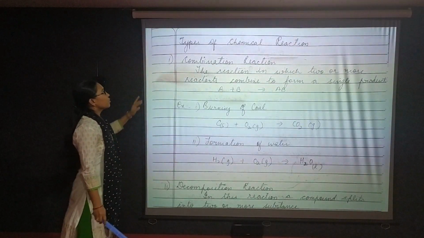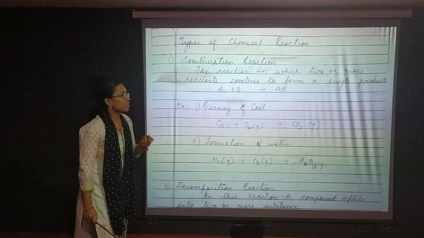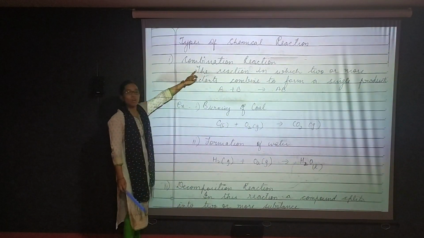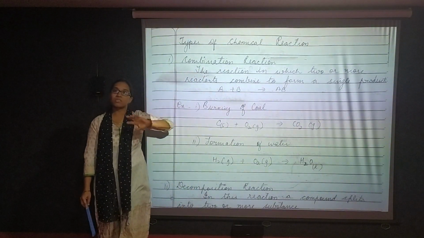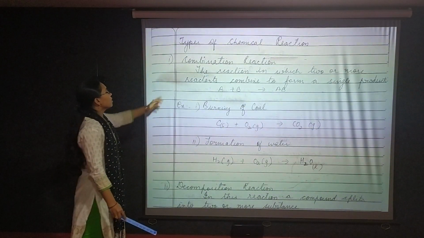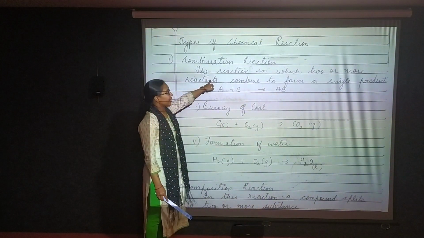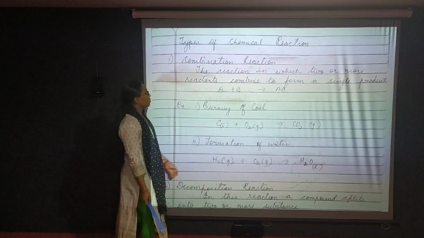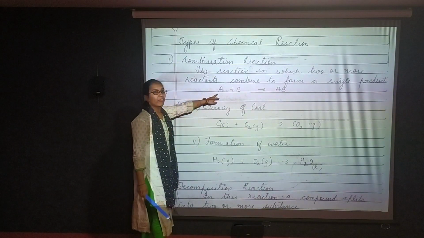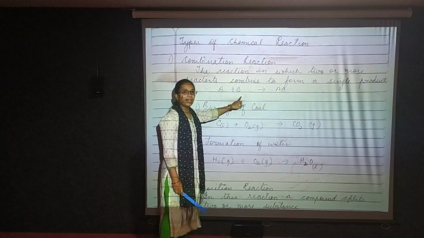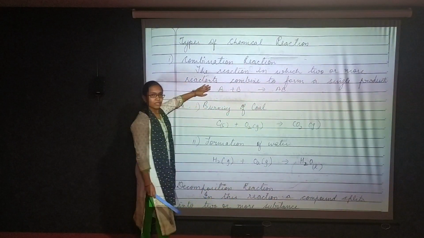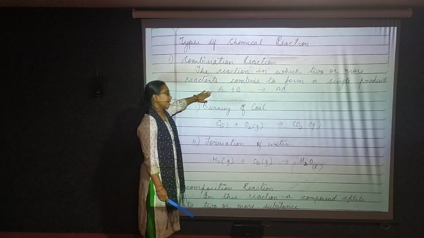So the first type of chemical reaction is the combination reaction. I already discussed it in one of the first videos, in which we were combining methane gas with oxygen. Combination reaction means the reaction in which two or more reactants combine to form a single product. Suppose we have reactant A and we combine it with reactant B, you will get the product AB. This kind of reaction is known as a combination reaction.